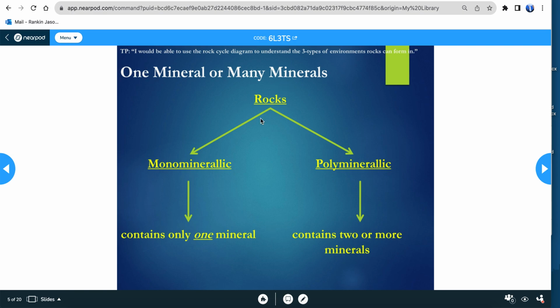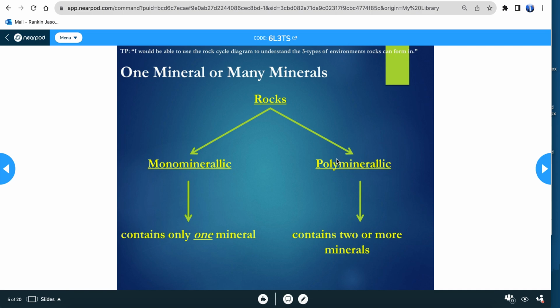All right, let's continue. Rocks can be monomineralic or polymineralic. The prefix mono means one, so it contains only one mineral. Poly means more than one, so it contains 2 or more minerals in these rock samples. The majority of rocks are polymineralic. You will have some rocks that strictly contain one mineral only.